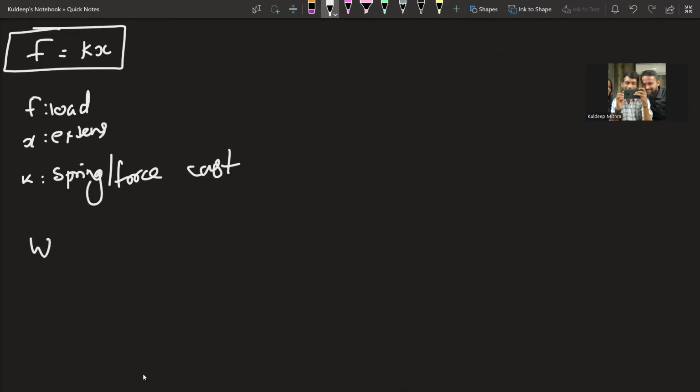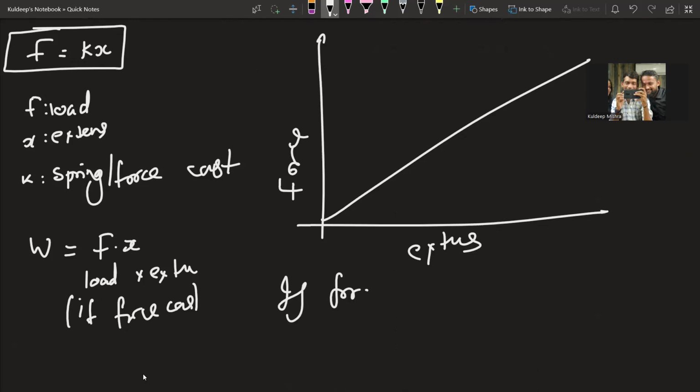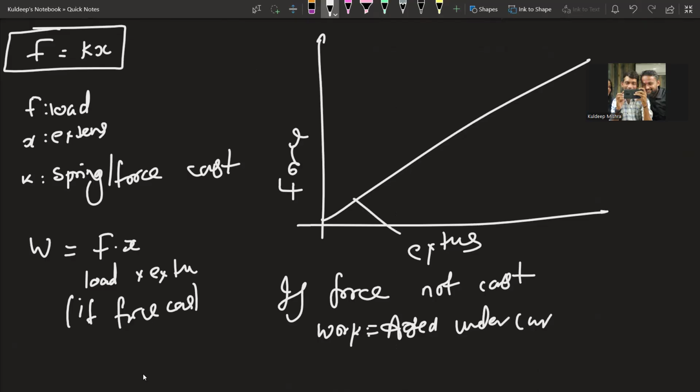And the work done will be F into X. So it is load into extension, only if the force is constant. If force is not constant, and if they've given you a graph like this, force and extension, you can say that work done is the area under the curve. So like here, you can just do half into base into height.